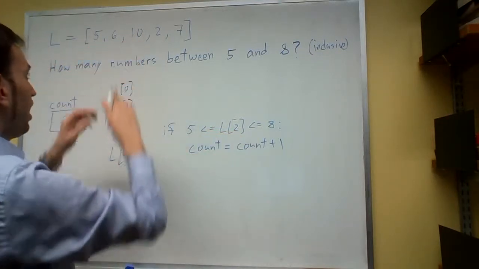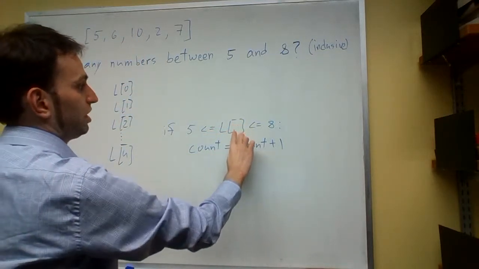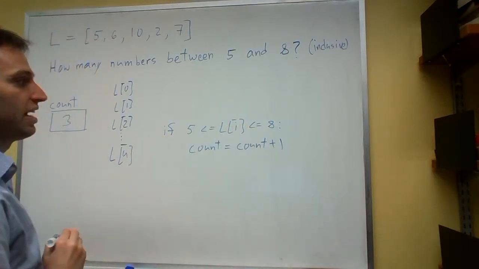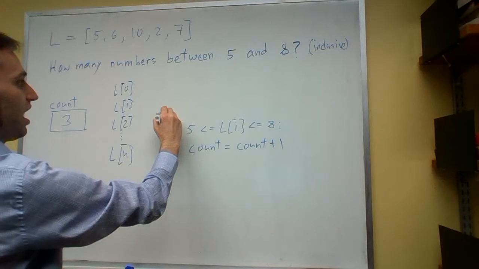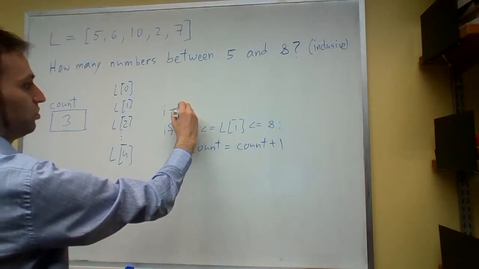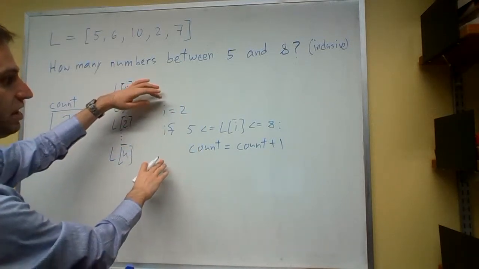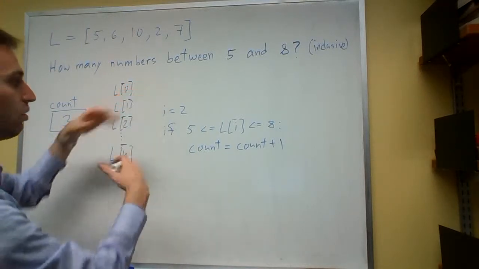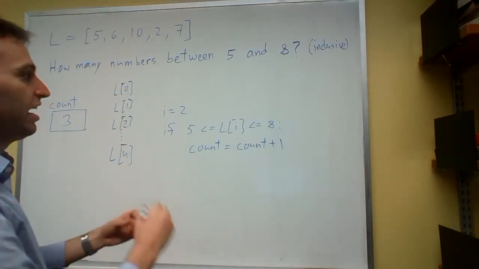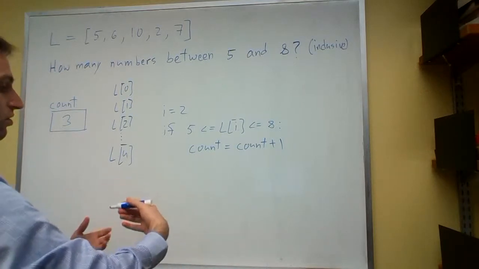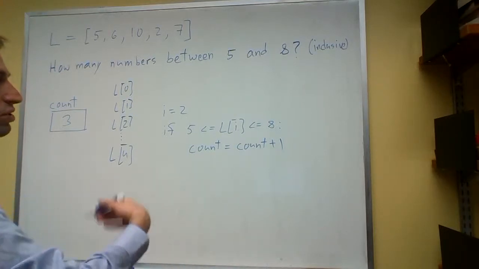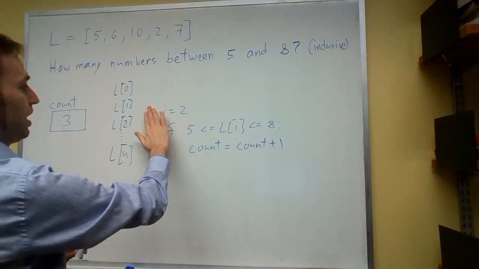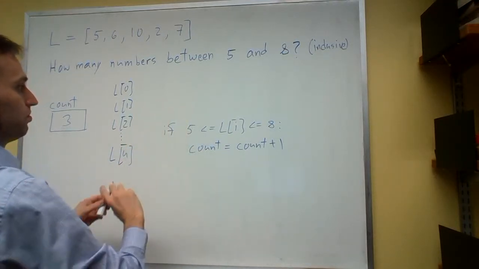For a general element of L, that would be L at I, for example. That would look like that. I could set I again to, for example, 2, in which case this is the same thing that I had before. But I want to do it for a general I, and in fact, I want to go from I equals 0 to 1 to 2 and up to 4. The way to do that is with a for loop.